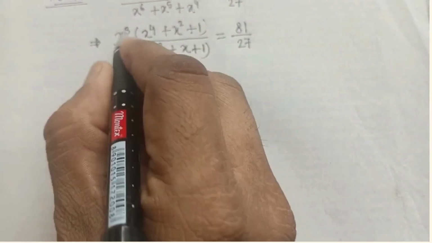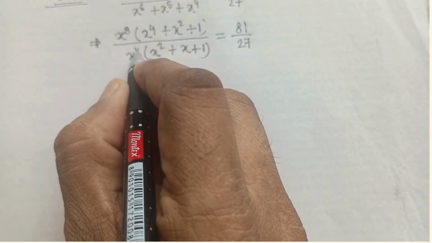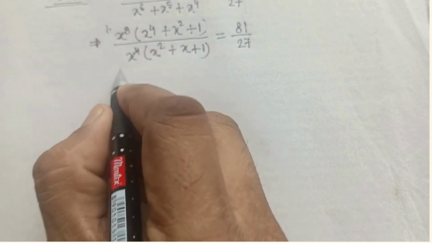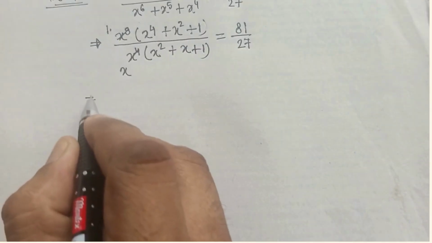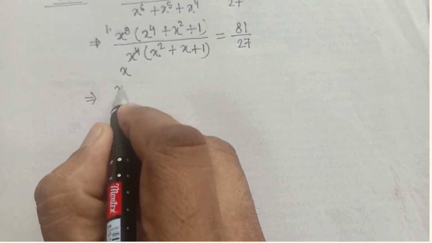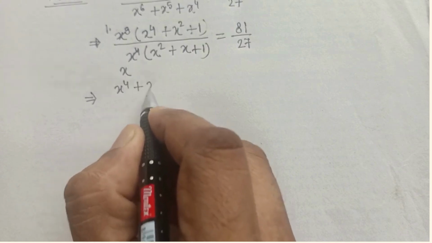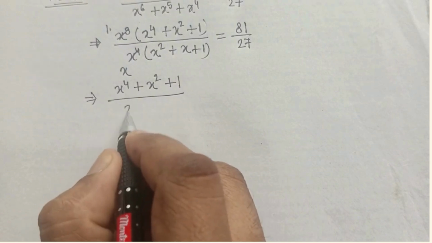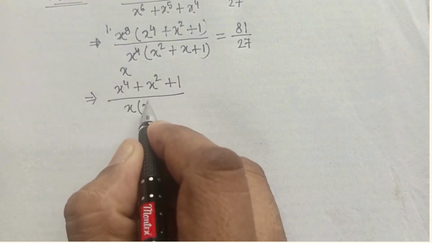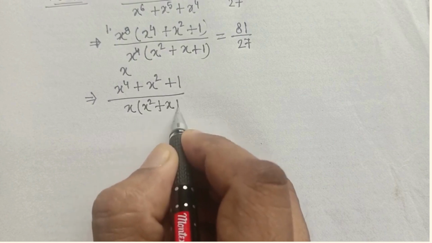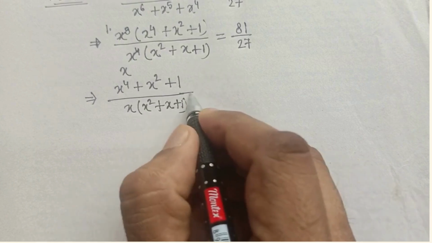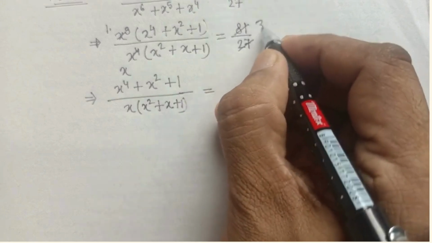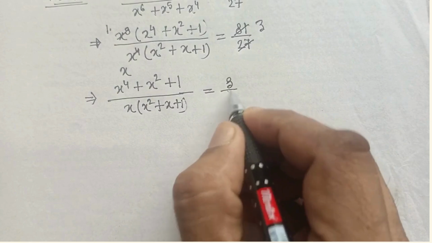Now here we cancel out x^3, it will be 1 and it will be x. Then the rest part will be (x^4 + x^2 + 1)/(x(x^2 + x + 1)), and it will cancel out, so we can write here 3/1.